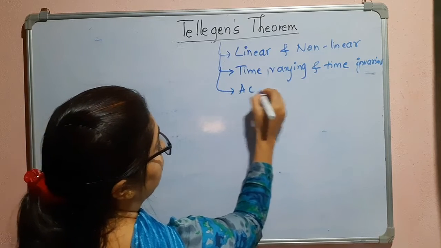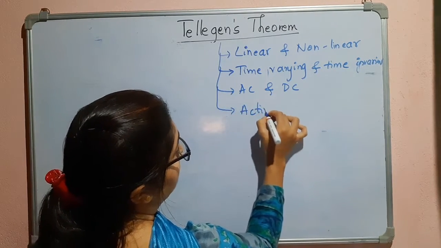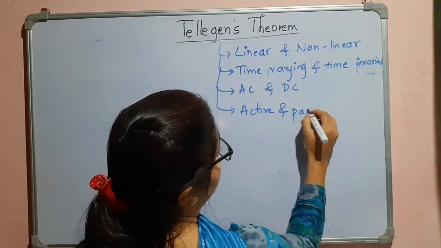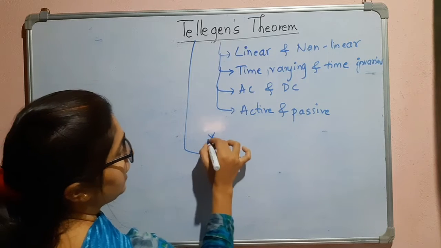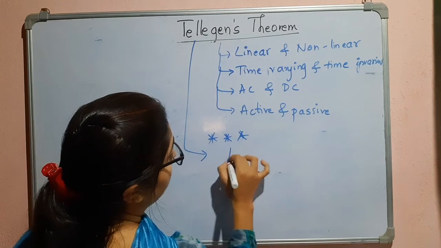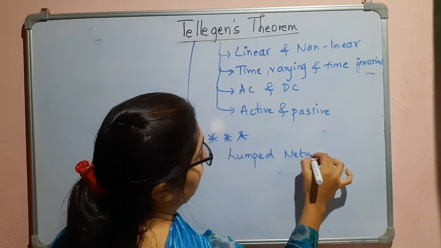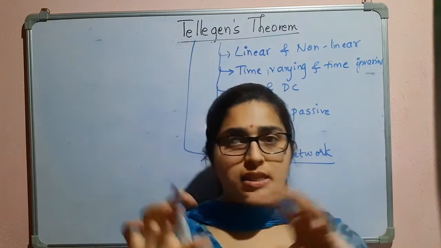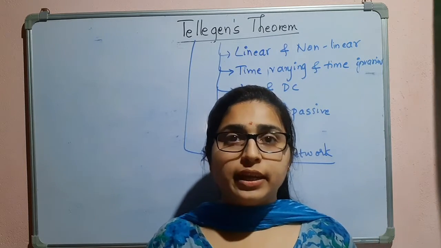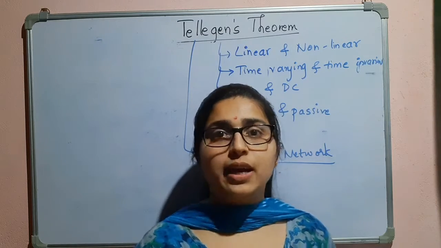It is applicable to AC and DC. It is applicable to active and passive networks. The main thing you must remember is that it is applicable to the lumped network. In network theory we will be dealing with lumped networks, where the resistors, inductors, and capacitors in the circuit can be removed separately, meaning they are physically separable.